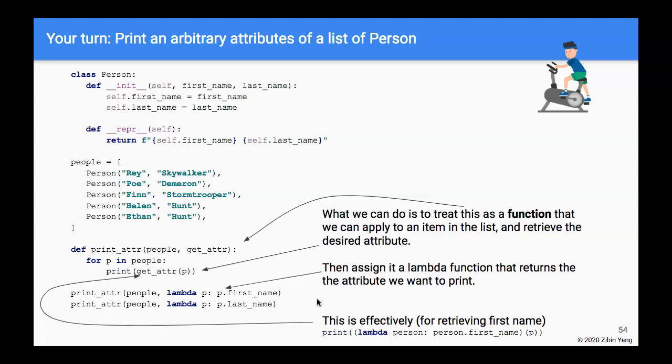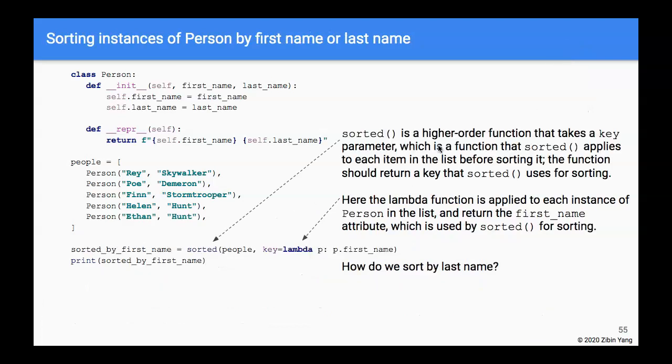And now we can go back to talk about the built-in function sorted, because sorted uses the same idea that we talked about here, that it is a higher order function and it takes a key parameter. And this key parameter is a function that the sorted function will apply to each item in the list before sorting the list. And what this function should return is a key that the sorted built-in function will use for sorting.